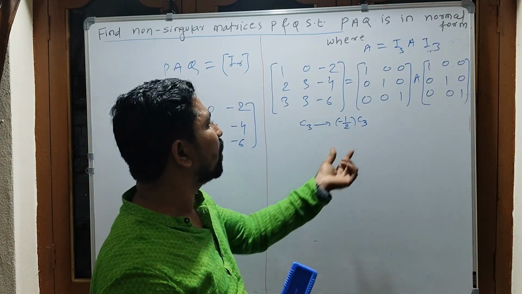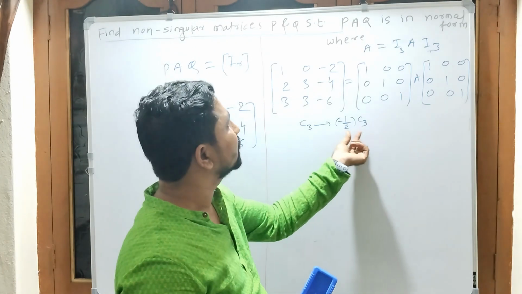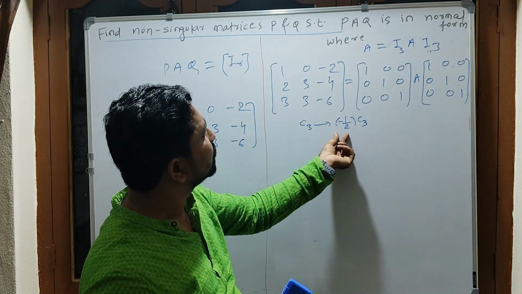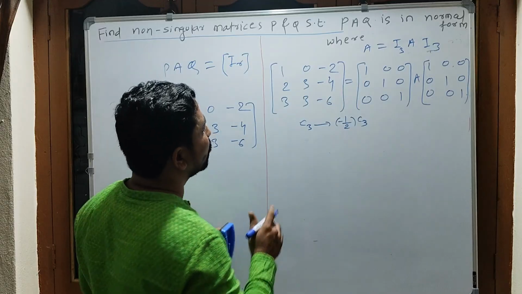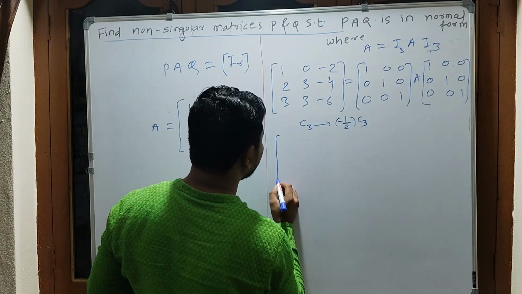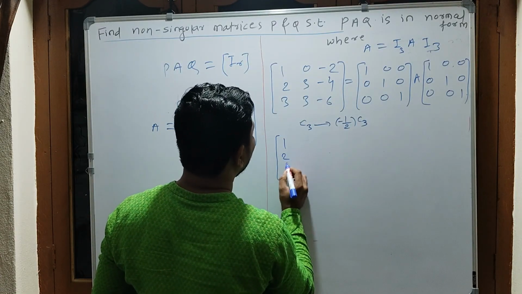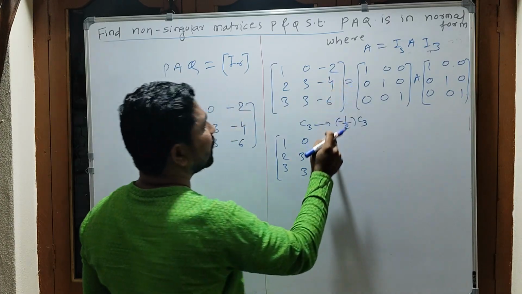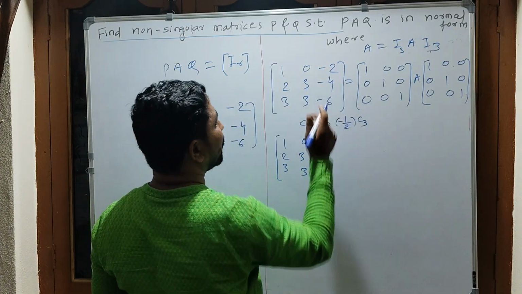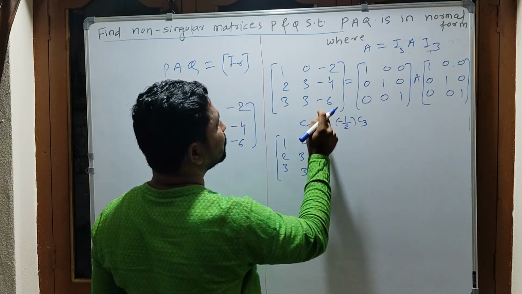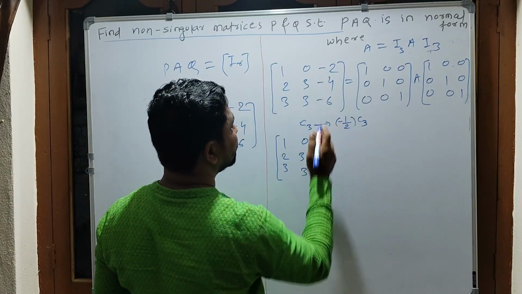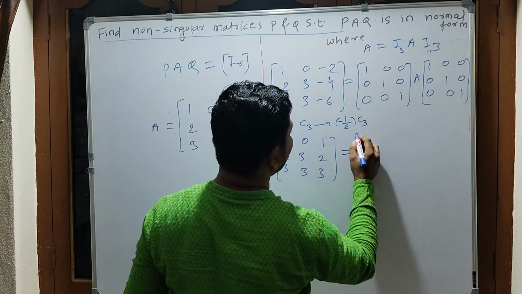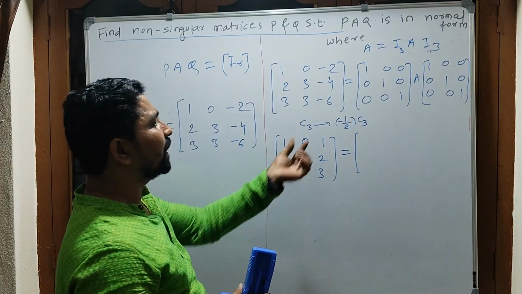Here I am multiplying the column C3 by minus 1 by 2. Then I get the resultant matrix as 1, 2, 3, 0, 3, 3, and this is minus 1 by 2 into minus 2, 1, which is simply 2, and this is, let's say, 3. In this step I am applying an elementary column operation.